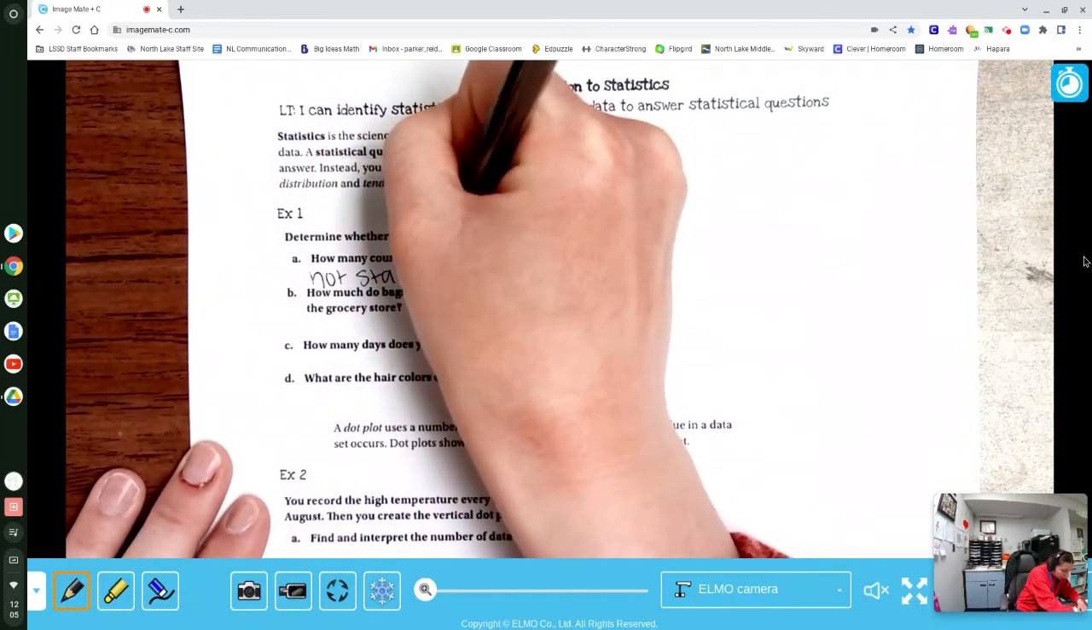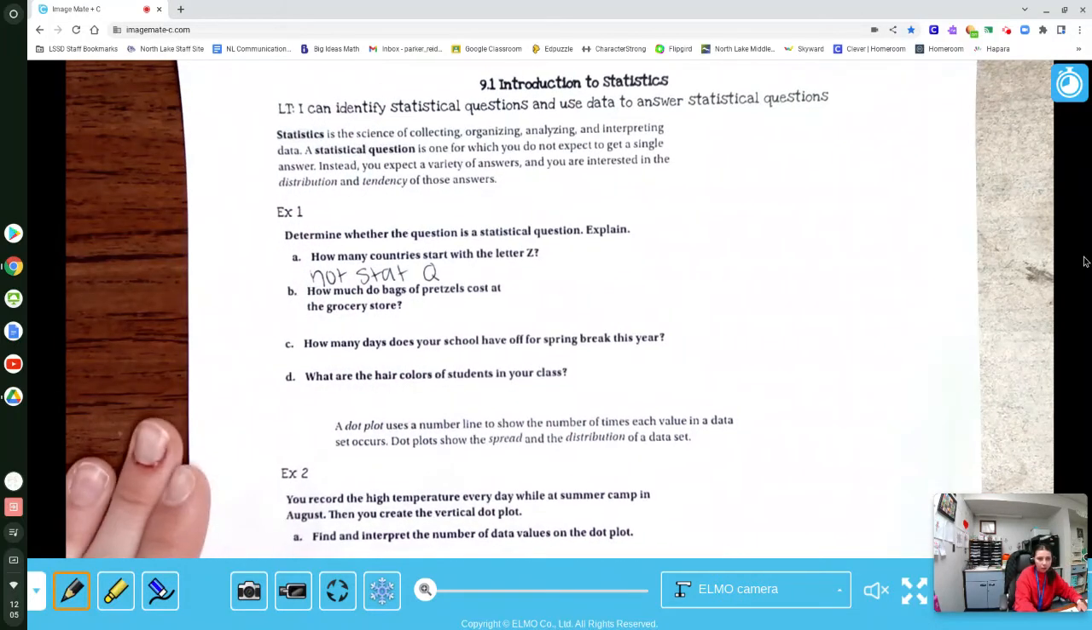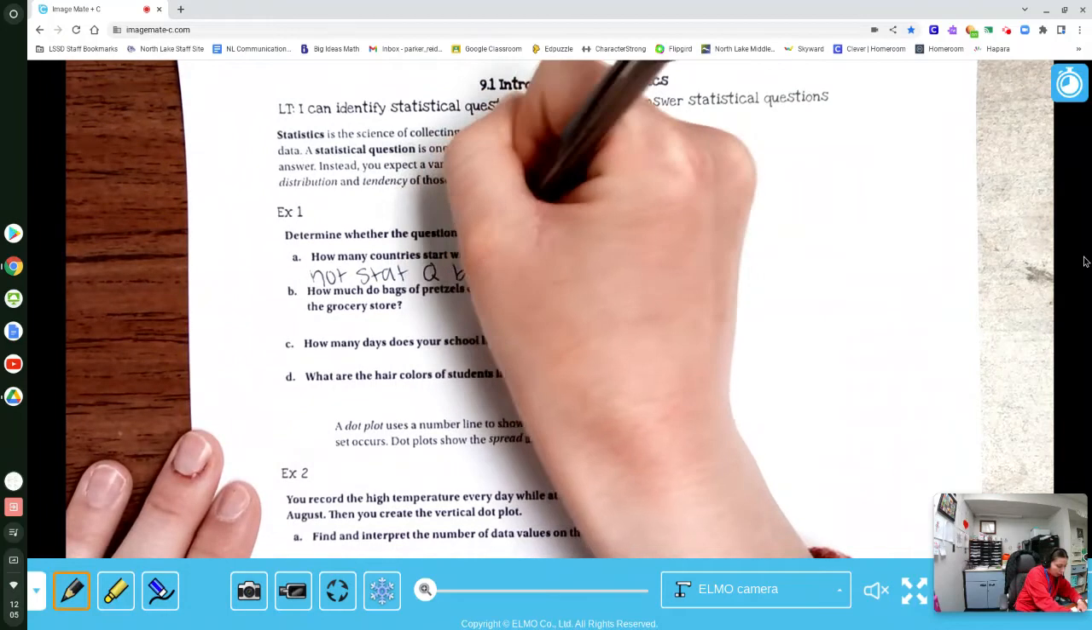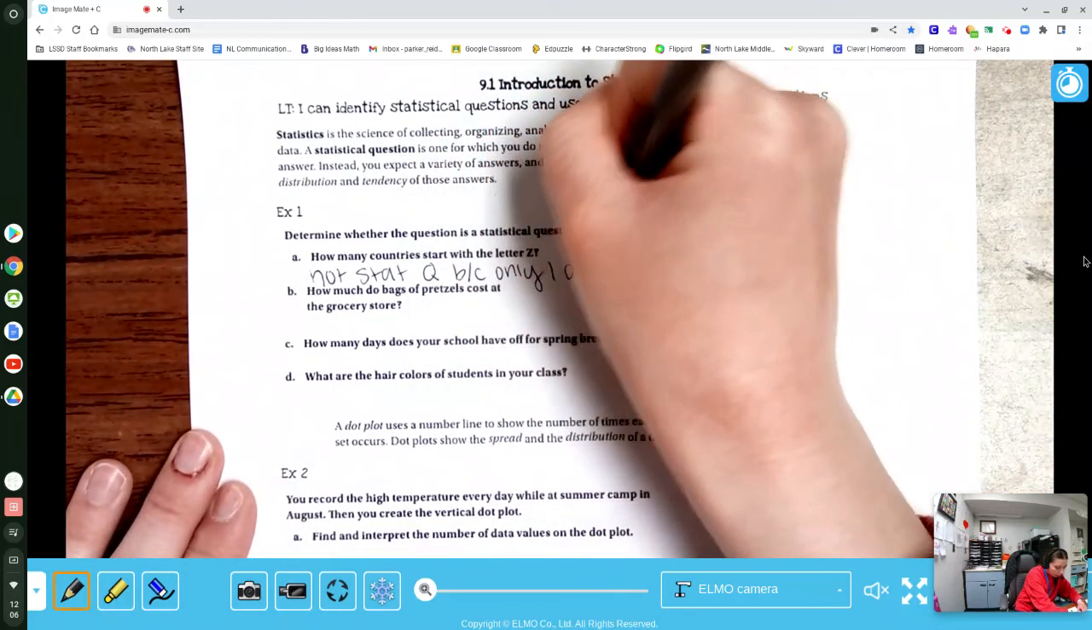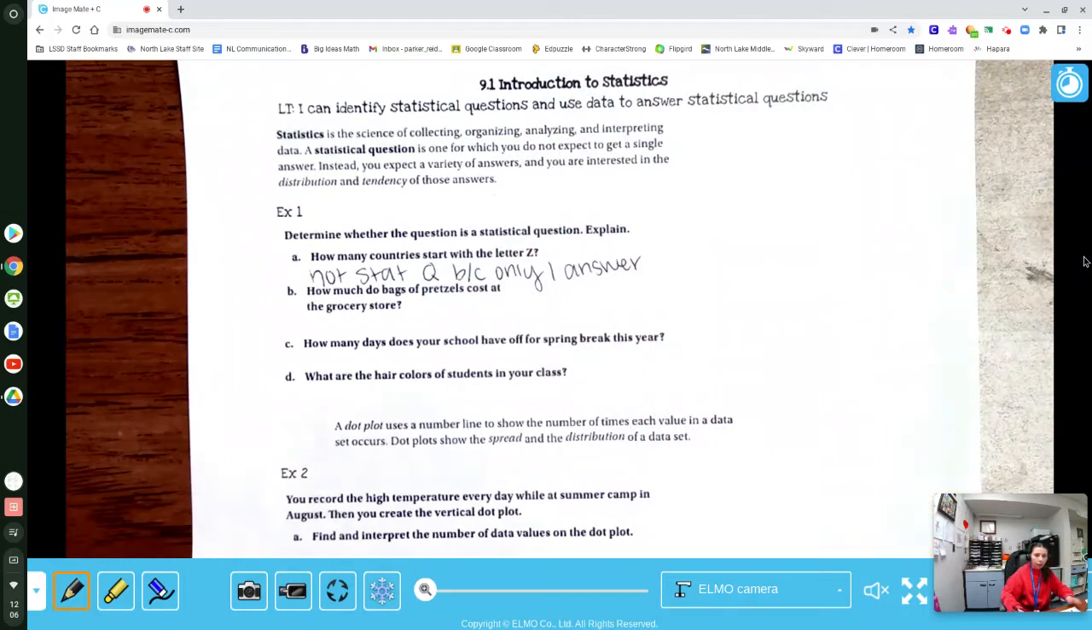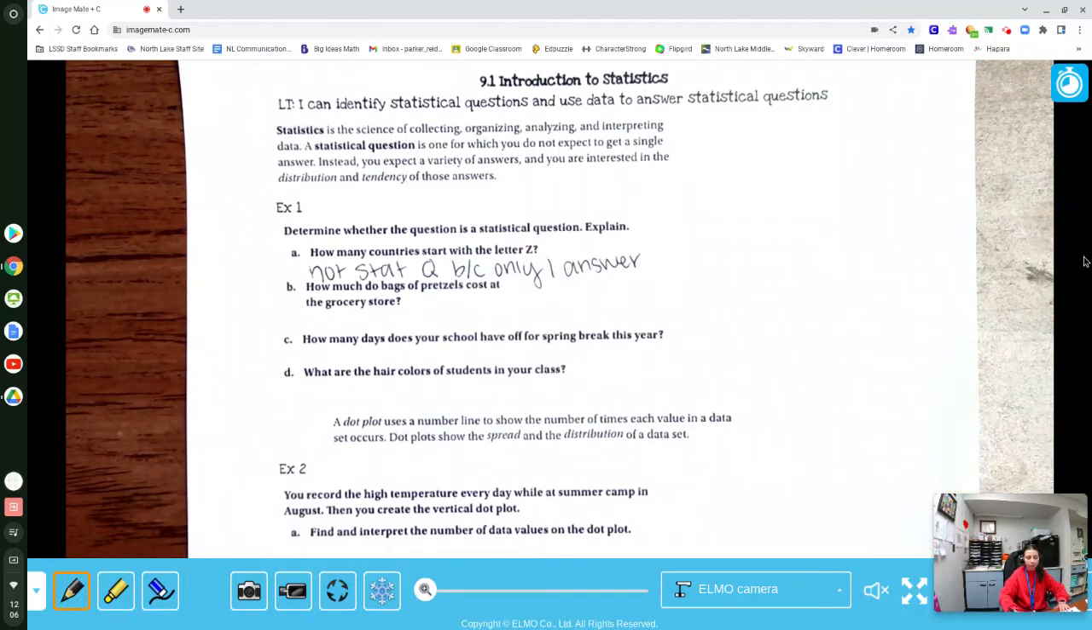I'm going to put not stat Q, not statistical question, because there's only one answer. There is a specific number of countries that do start with the letter Z.